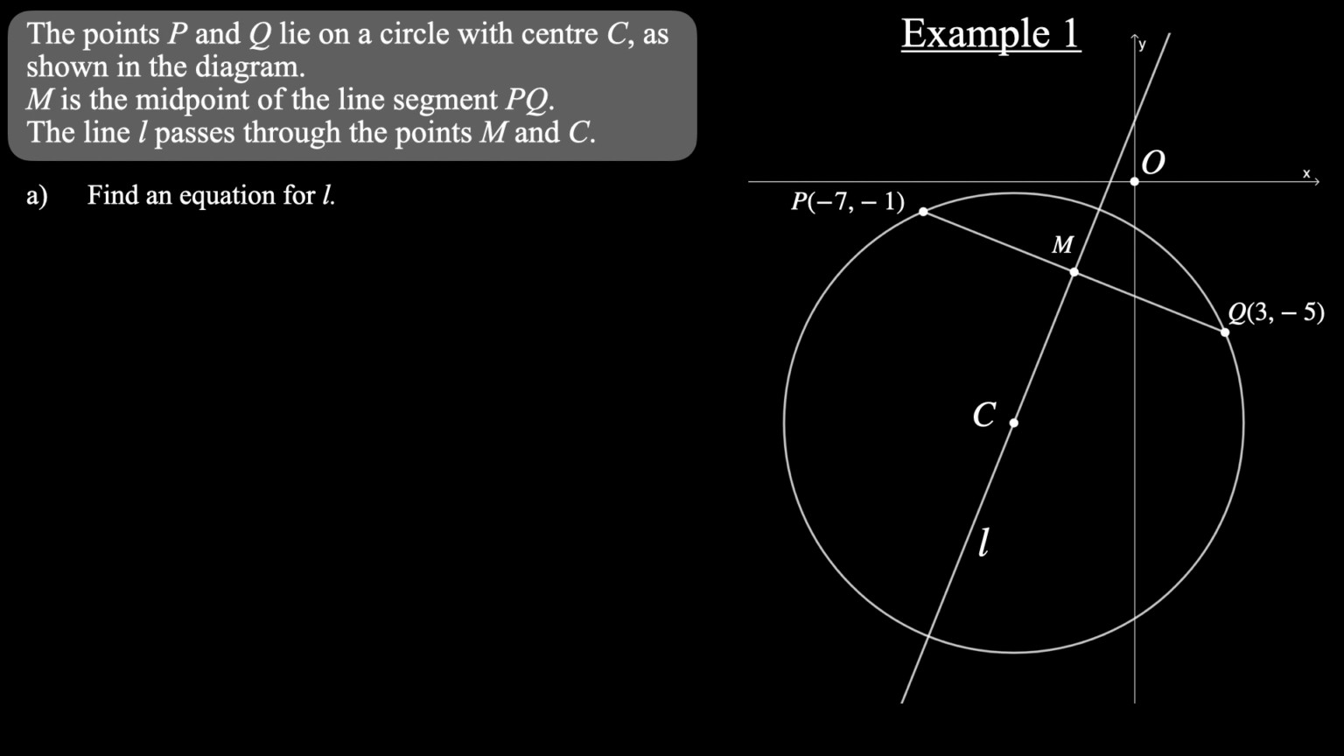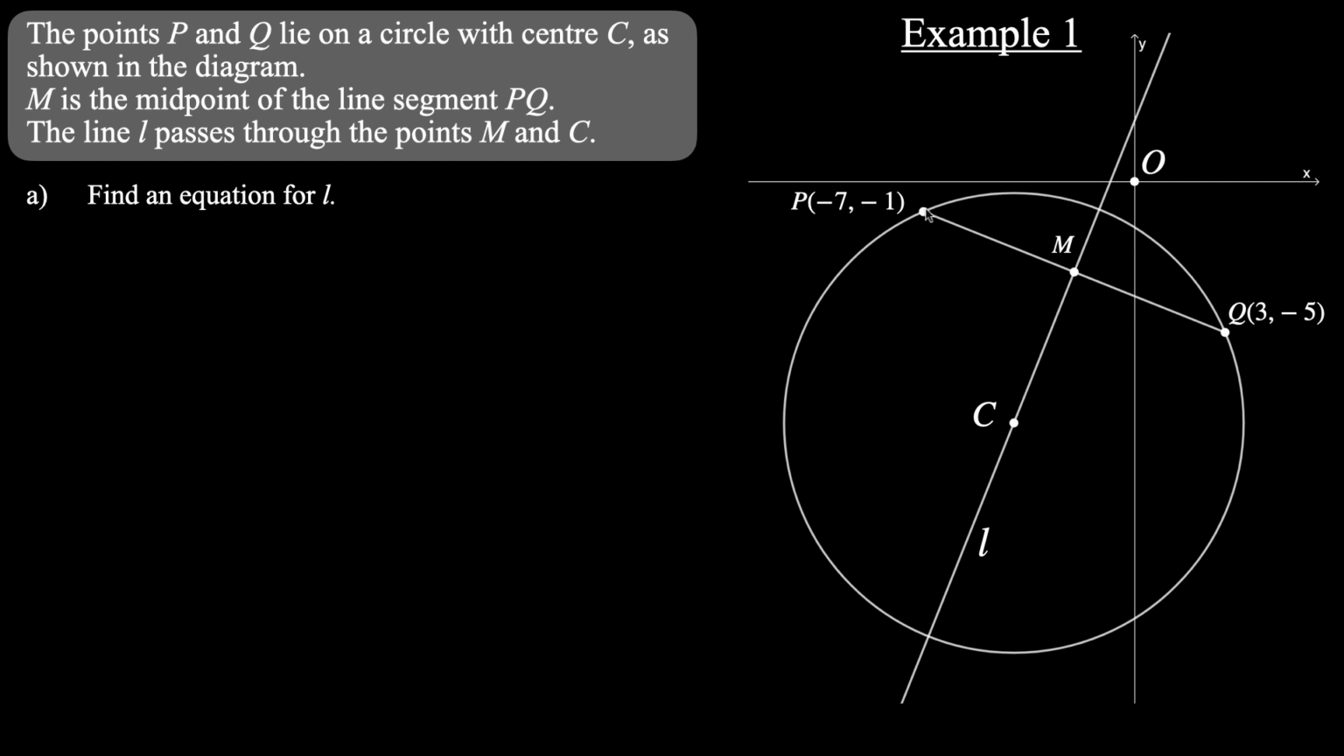So what do you need to find an equation for a straight line? You need the gradient and you need a point on that straight line. So far we don't have either of those things, but we can find them both because we can say that these two lines must be perpendicular. Why can I say these two lines are perpendicular? Because L passes through M, and they tell us M is the midpoint of this chord PQ, and also that L passes through the center. So that's enough to say that those two lines must be perpendicular using that theorem that we just talked about.